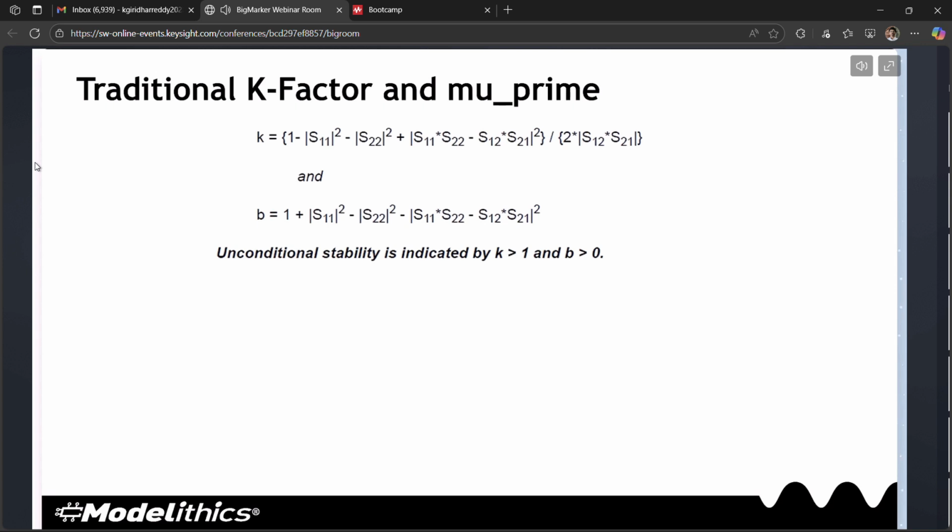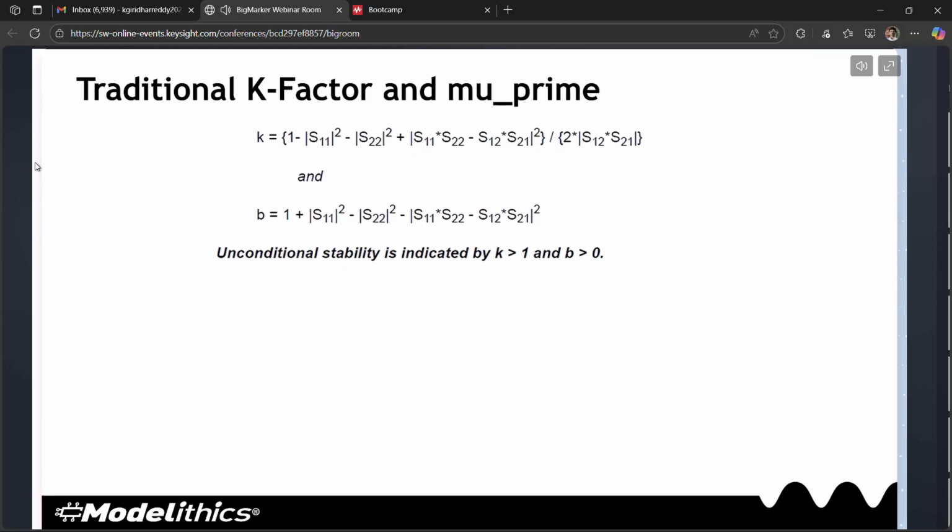What is indicated for what is called unconditional stability is this parameter K being greater than 1, and it has to have an accompanying parameter, for example here indicated by B, being greater than 0. So you need two conditions, and if K is greater than 1 and B is greater than 0, you can say the device is unconditionally stable. And what that means, we'll discuss a little bit more. Again, it's a measure, useful, but not always sufficient.